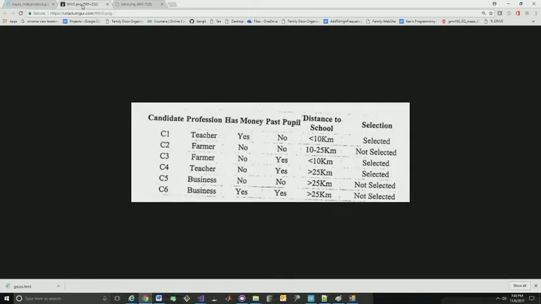And one application of using this might be in determining who you're going to solicit for donations. You could examine historical trends in donations, for instance, by categorizing people who donated before by their profession, whether or not they have money, and whether they're past people in distance to the school. And then using that data set, you could train a classifier to determine what kind of decisions you're going to make in the future as to whether or not you're going to solicit those people for donations.